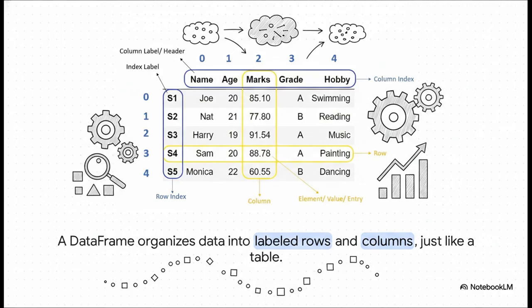And this is what it actually looks like. You've got your labeled columns at the top, like name and age, and hey, each one of those columns is actually a Pandas series. See how it all connects? Then on the left, you've got your row index with its own labels like S1 and S2. It's just a super clean, really powerful way to keep all your data organized.